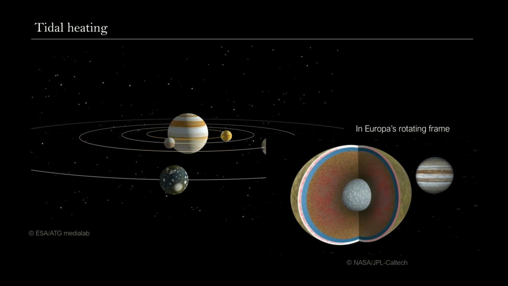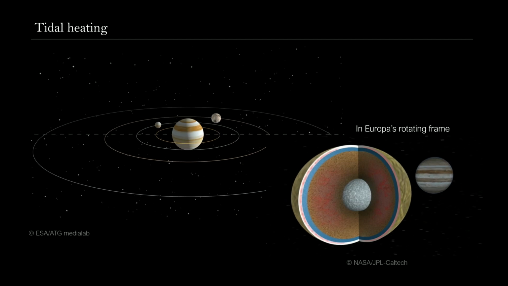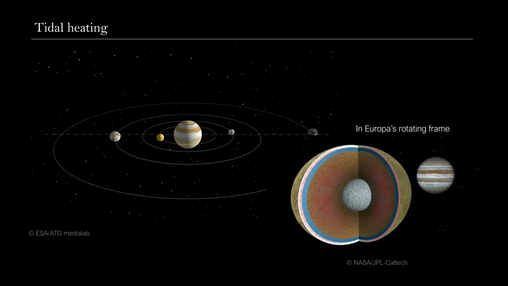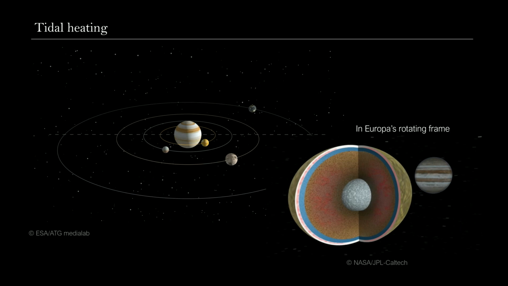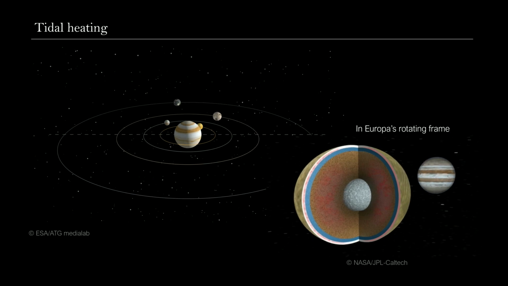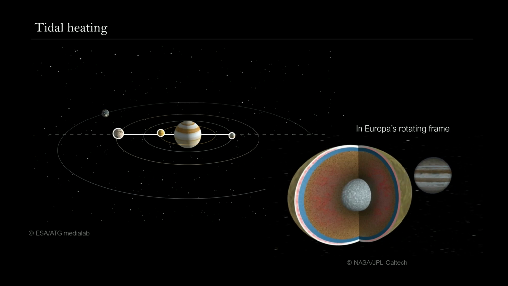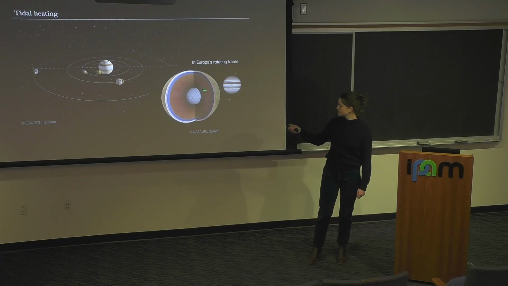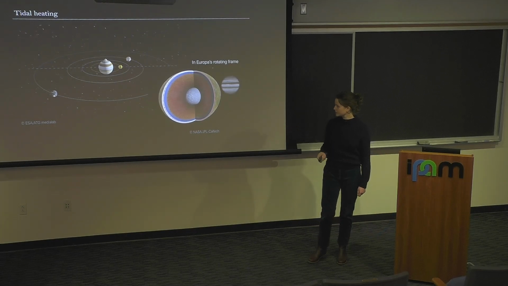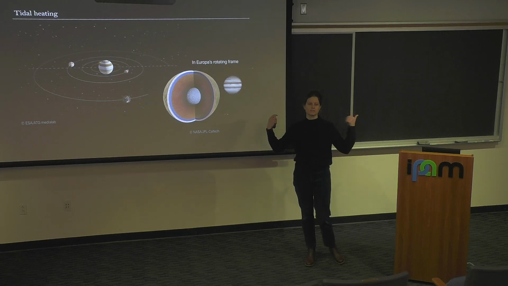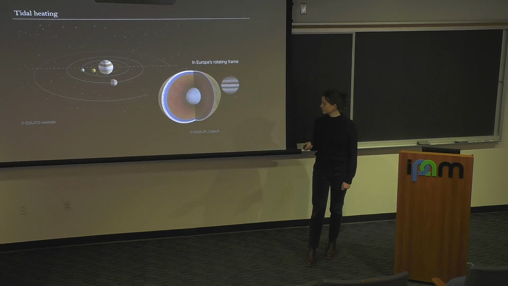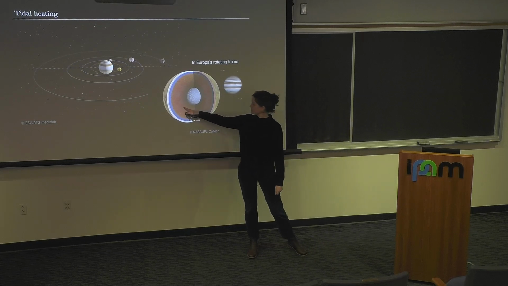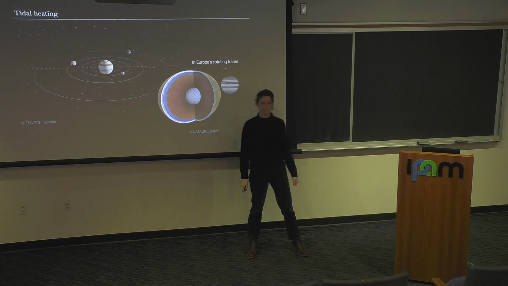Europa revolves around Jupiter on an eccentric orbit. And so the effect of this eccentricity is that the tidal forces and the resulting tidal bulge are going to vary as Europa revolves around Jupiter. And so you can see, as shown on this animation here, that this is going to generate some heating in the interior solid layers of Europa, particularly the rocky mantle and the ice shell.